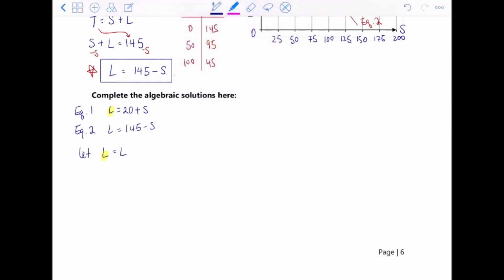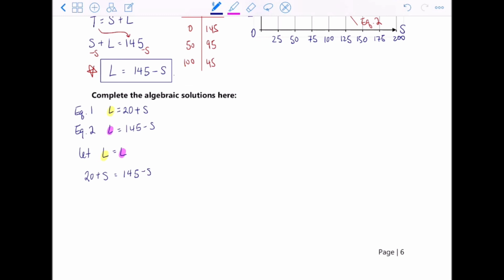So the first L from equation 1 is a left-hand side L. Second equation L is a right-hand side L. So essentially what we're doing, we're just subbing in. So yellow L is 20 plus S, and the pink L is 145 minus S. So we have an equation now with S on both sides. So when you're solving for a variable, you do have to isolate that variable on its own.